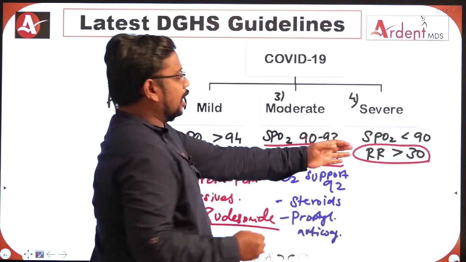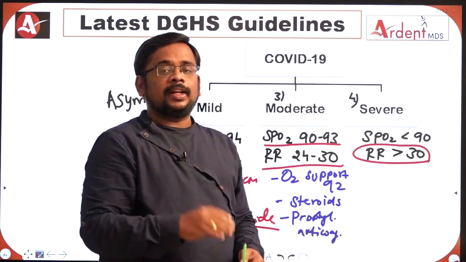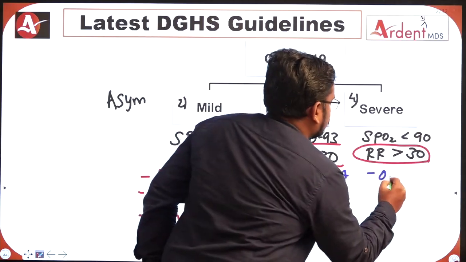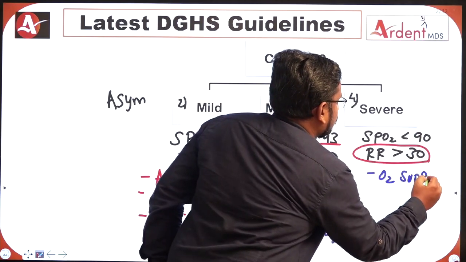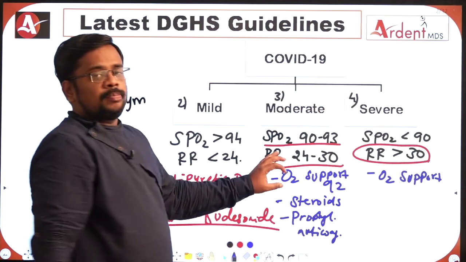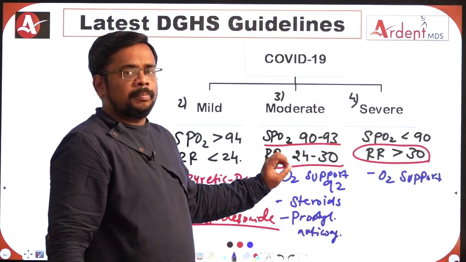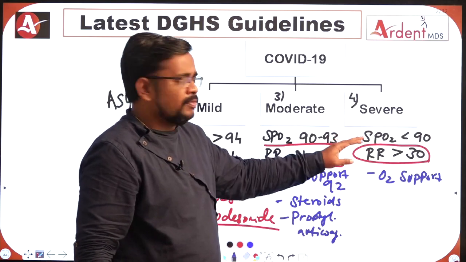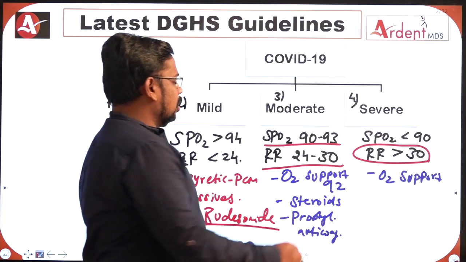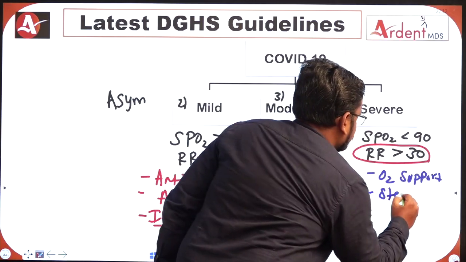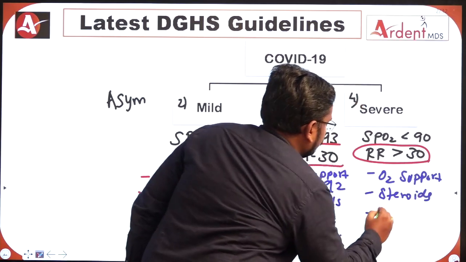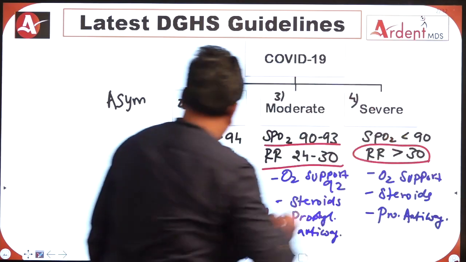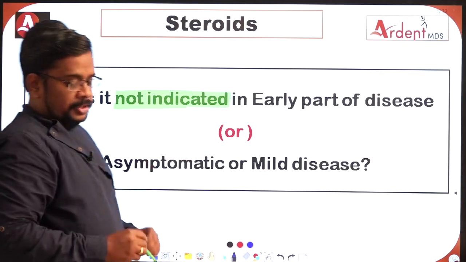Right. Coming to the third category, when the oxygen saturation is less than 90 and the respiratory rate is more than 30, again these type of patients need oxygen support, here also the support is given only for maintaining the saturation at 92. But in case of severe, all the patients need oxygen support, steroids are given, prophylactic anticoagulants are given. Right, coming to the steroids.